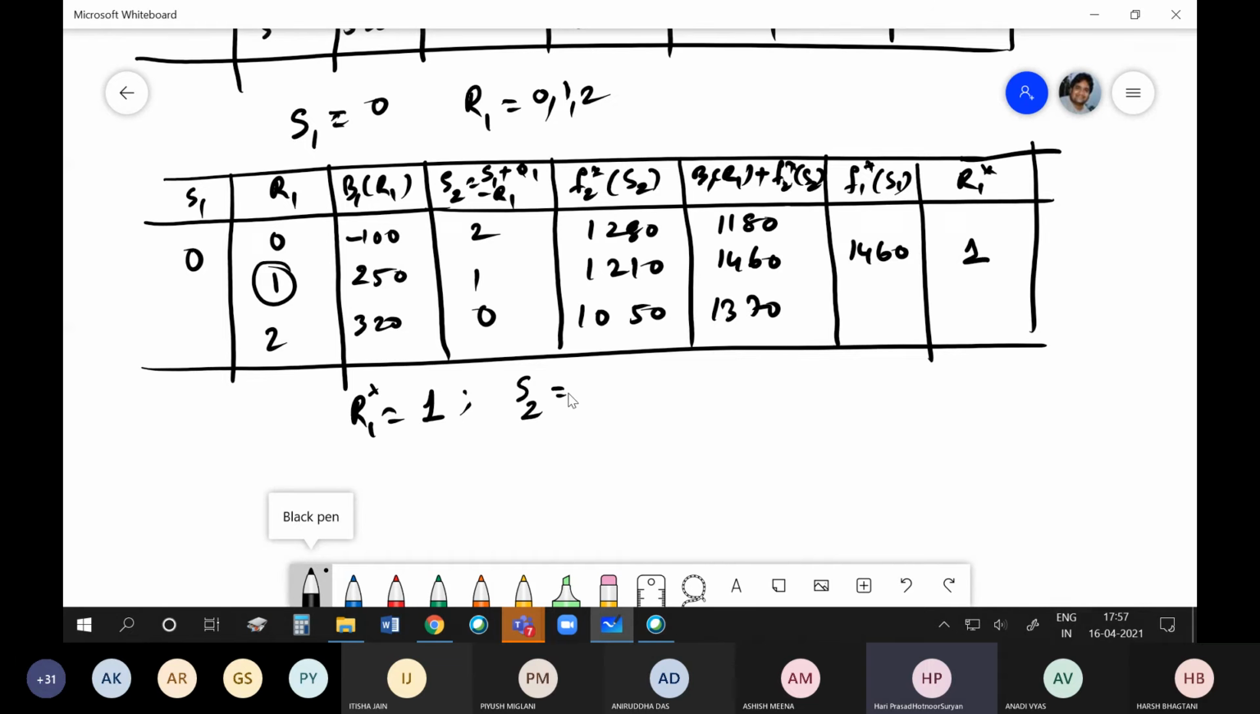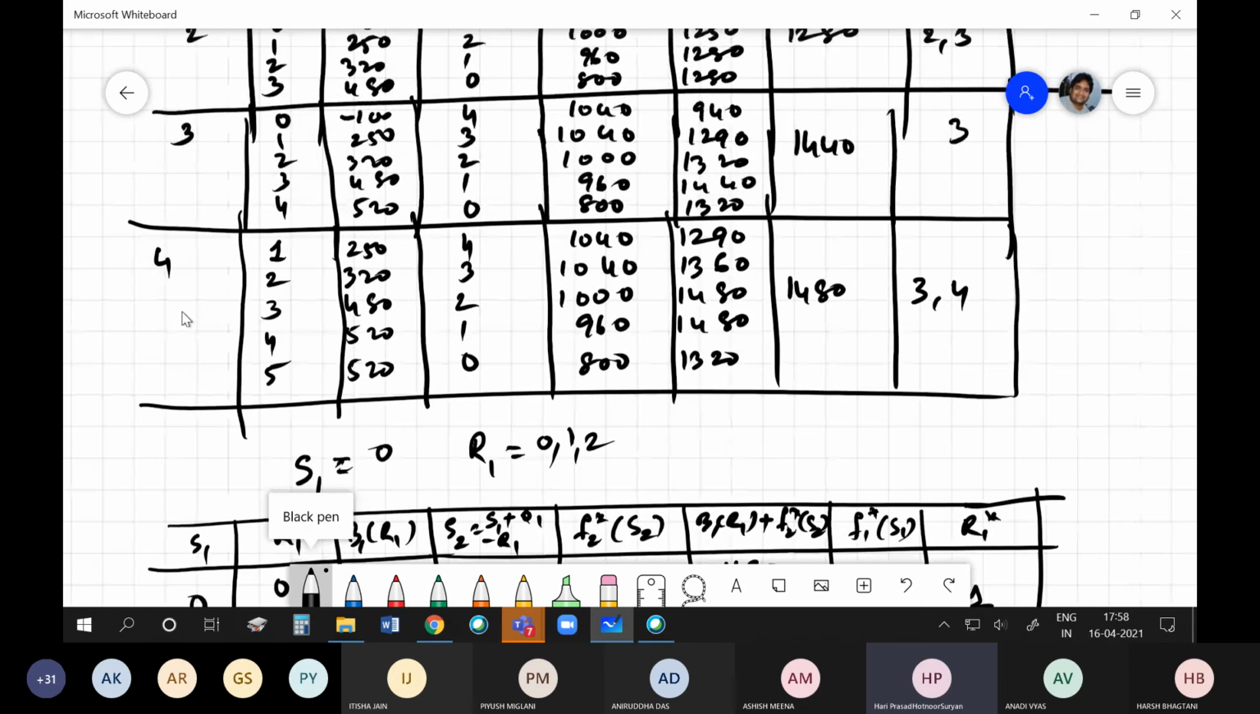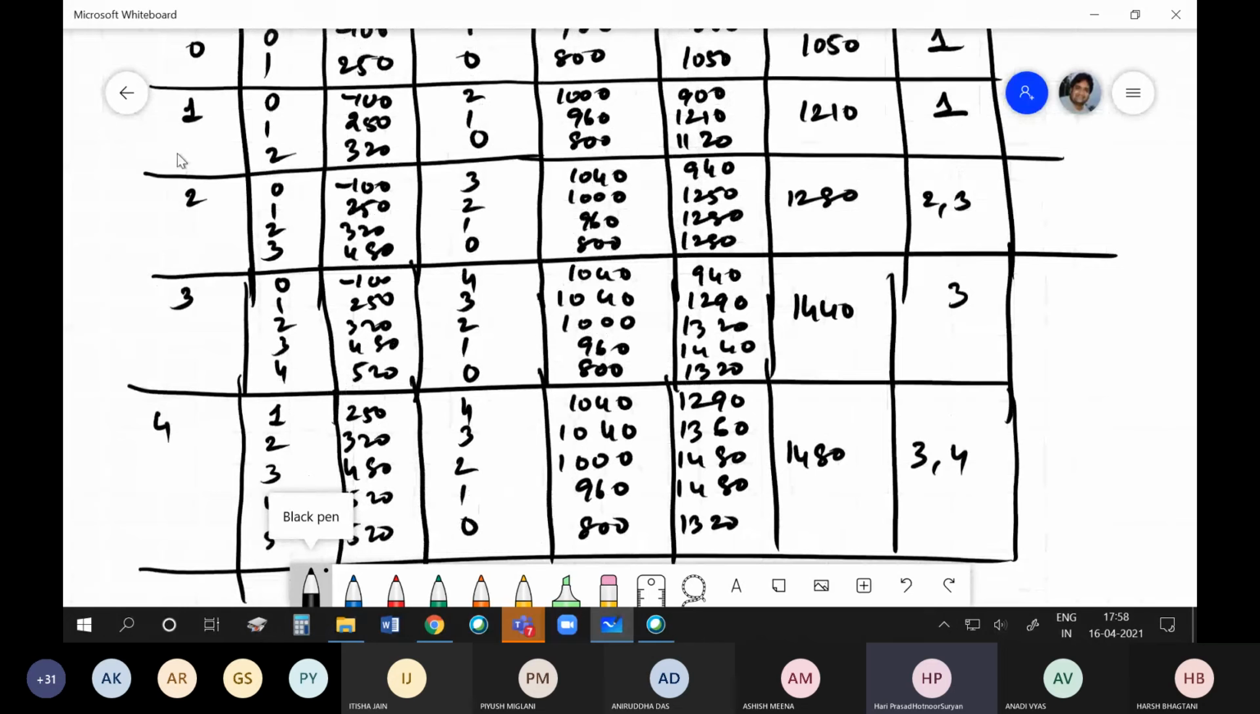If R1 is equal to 1, what will be S2? S2 is equal to S1 plus Q1 minus R1. S1 is 0, plus Q1 is 2 units, so 2 minus 1, which equals 1. So the storage at the beginning of the second season is 1. That means S2 is 1.